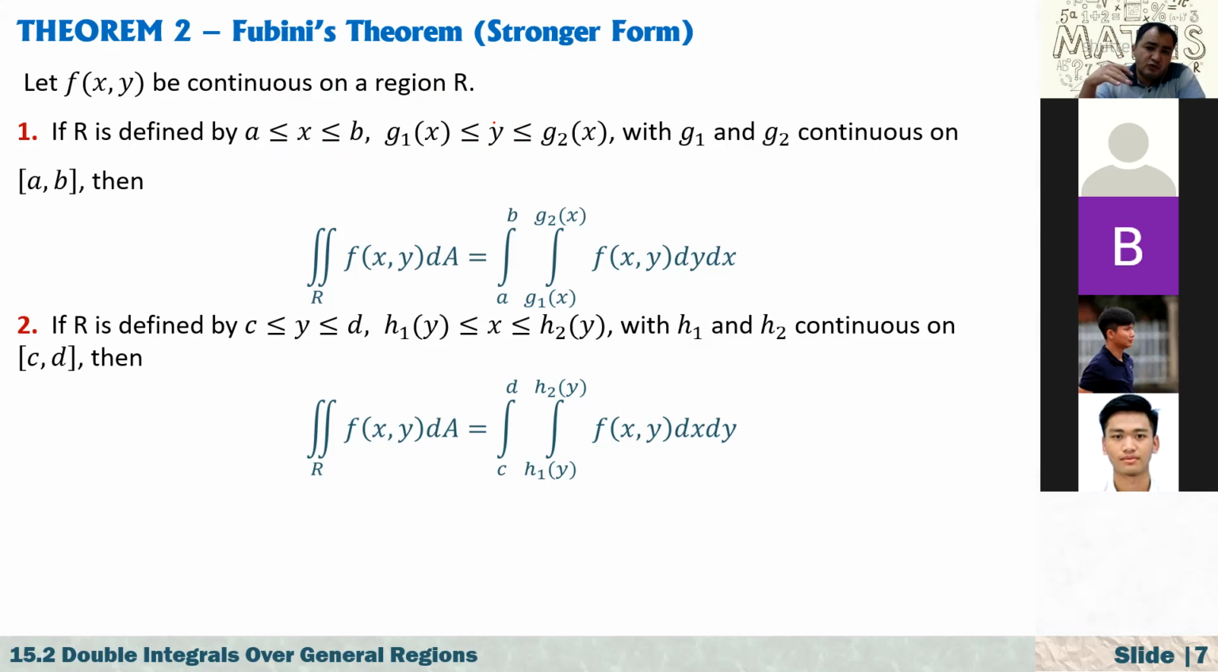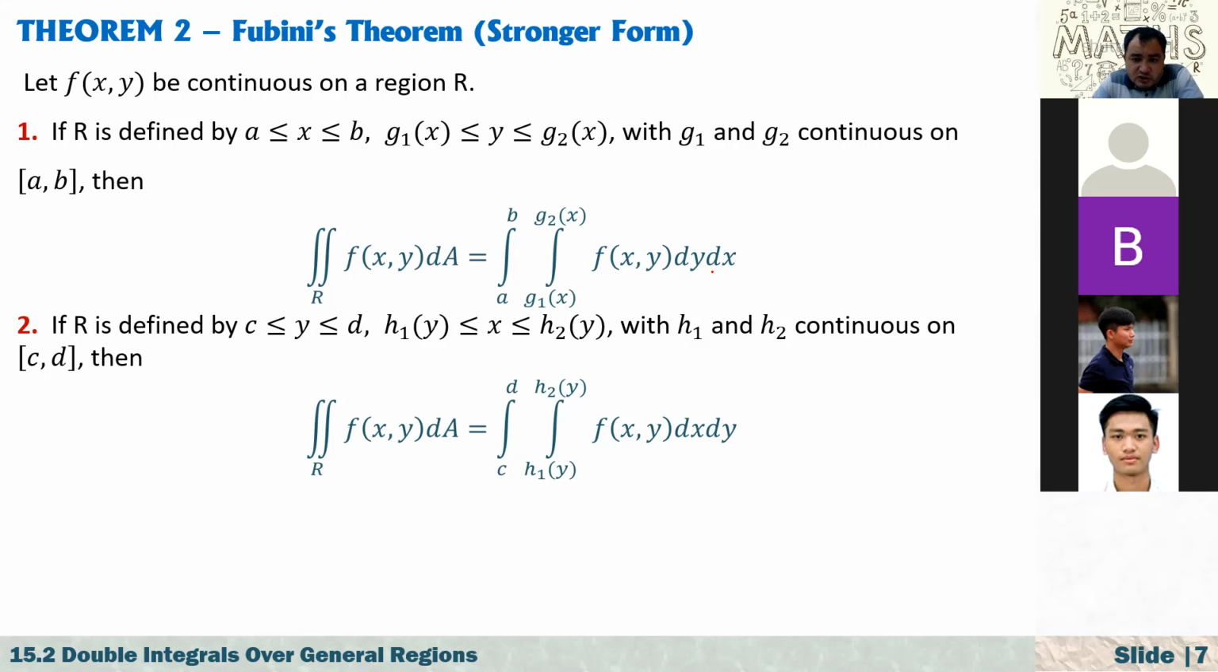And suppose we have two curves, right? Actually, y is changing between these two curves, with G1 and G2 continuous on [a, b]. Then this double integral of f over R dA is just equal to, this is just showing us how to evaluate this integral, from a to b, that is x is changing from a to b, and our y is a function of x, so that's changing from G1 of x to G2 of x. Okay, here we have f of x y dy dx.